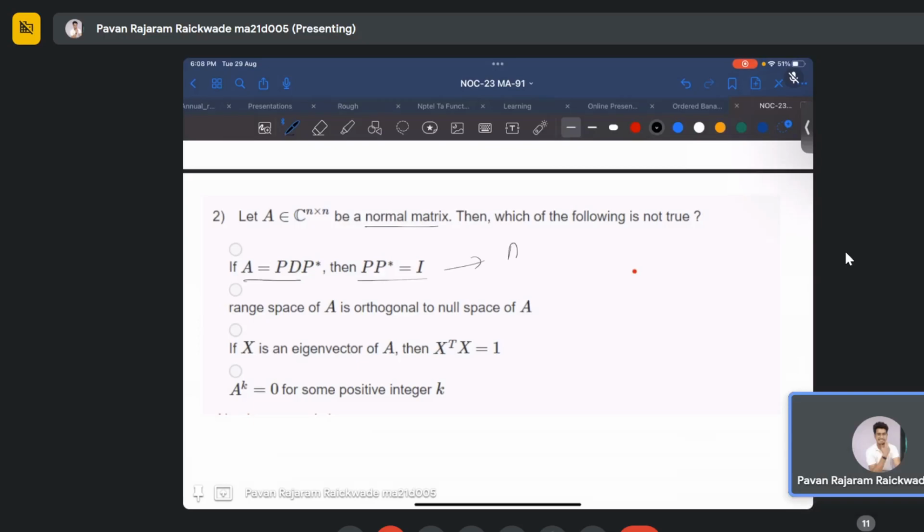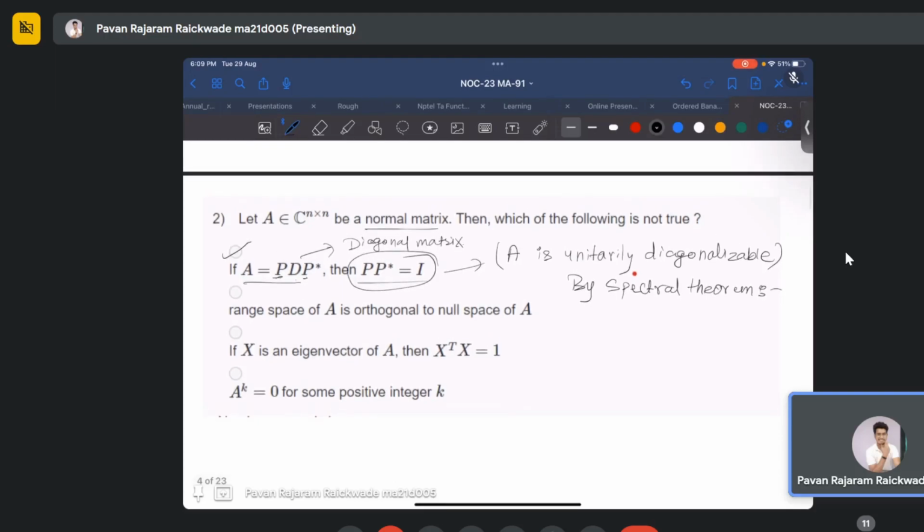This statement in fact says that A is unitarily diagonalizable, right? That means there exists a unitary matrix P. A matrix which satisfies this condition is called a unitary matrix. There exists a unitary matrix P such that A equals P D P star, where D is a diagonal matrix. They haven't mentioned it here, D is a diagonal matrix. Then by the spectral theorem, this is true. Is the spectral theorem taught in the lecture videos? Yes, sir. So by the spectral theorem we directly get that every normal matrix is unitarily diagonalizable.